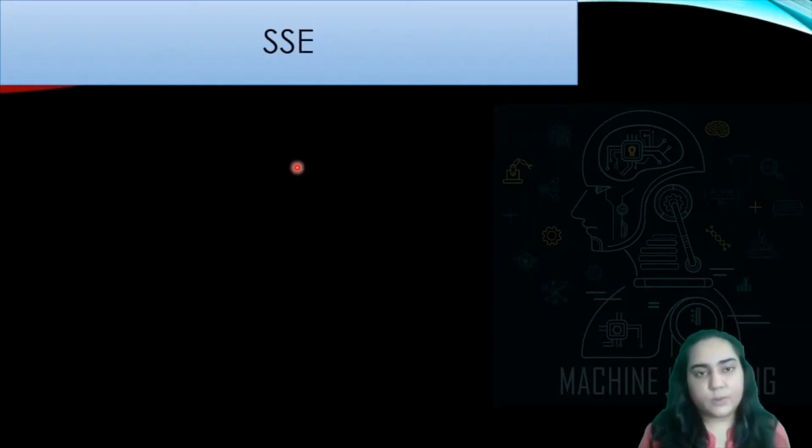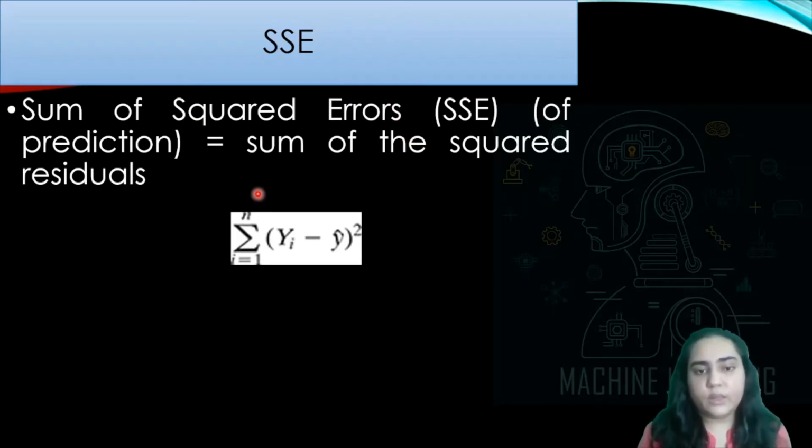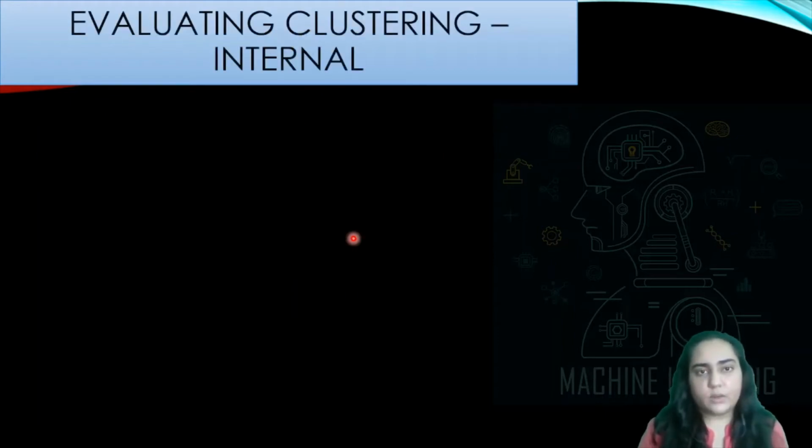Now let's talk about SSE. SSE is sum of squared errors, which is simply the sum of the squared residuals. Okay, so what are residuals? We talked about that previously. Yi is the actual value of y, but y cap is the predicted value. So just take the difference of those two, square that, and take a total of all the residual values. That would be SSE. Okay, so you just have to put all those formulas into the R squared formula, and you can calculate R squared.